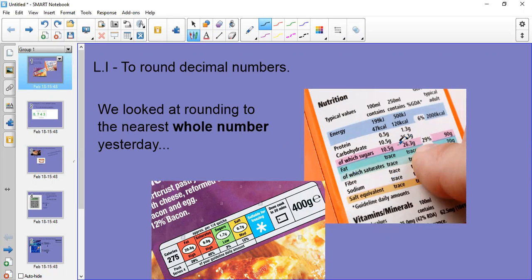And for example, 26.3 grams, if I wanted to round that to the nearest whole number, like we were doing yesterday, I need to look at my tenths column and think, is it 4 or less, or is it 5 or more? If it's 5 or more, this number would need to be rounded up to 27. But because it is 4 or less, because we've got 3 here, 0.3 or 3/10, the nearest whole number is 26 grams. So 26.3 grams is closer to 26 grams. If that number was 5 or more, the number would be closer to 27 grams. So we looked at that yesterday.